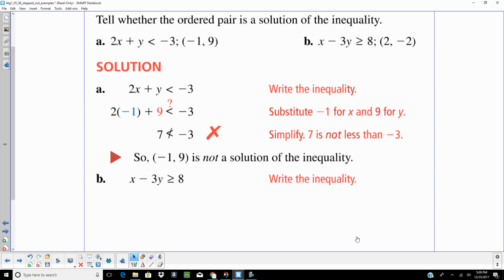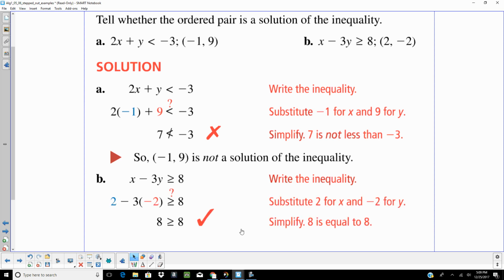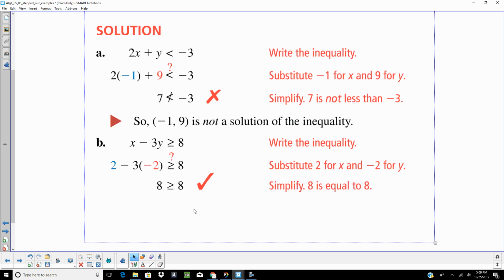So we've got x minus 3y is greater than or equal to 8. We're going to plug in x equals 2 and y equals -2. And you get 8 is greater than or equal to 8. And that one's going to work out because we have that equal to sign. If we didn't have that with us, then it would be a no. But since we have that, yep, it is a solution.